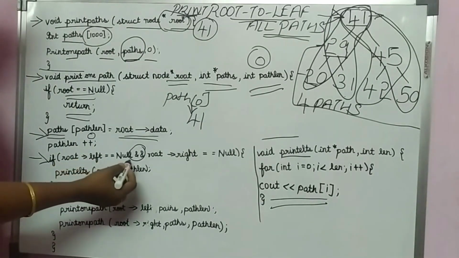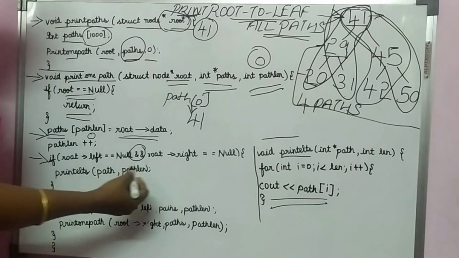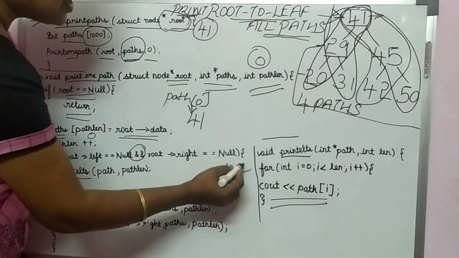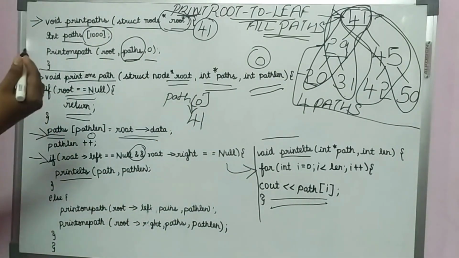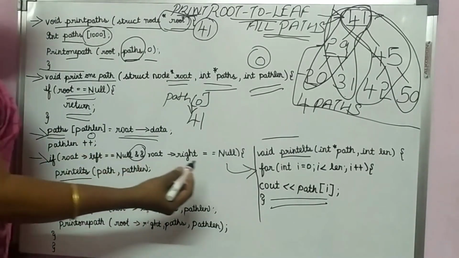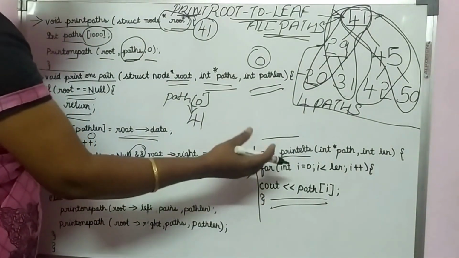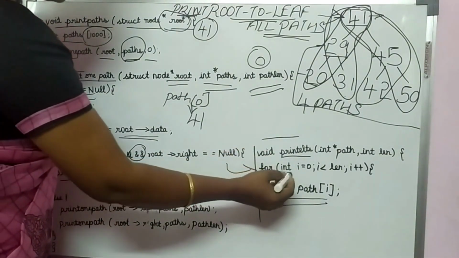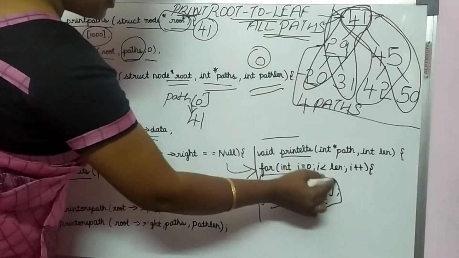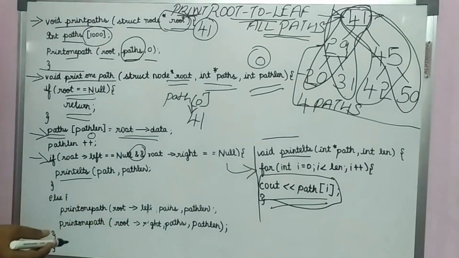So if it reaches that particular position, then we are calling the function print elements, because till that position we want to trace, we want to traverse, and once it reaches that particular point, we are calling this print elements function. This is like the print function. So whatever elements we have stored inside the path array, simply we are printing it on the screen. That's the purpose of this function.